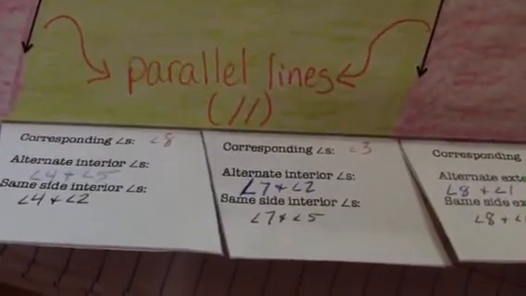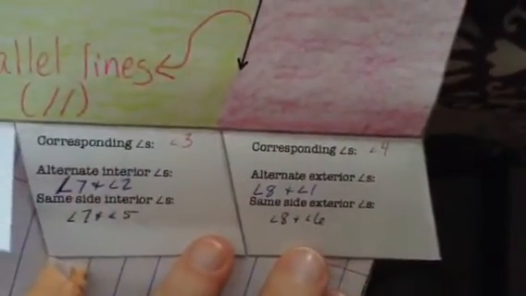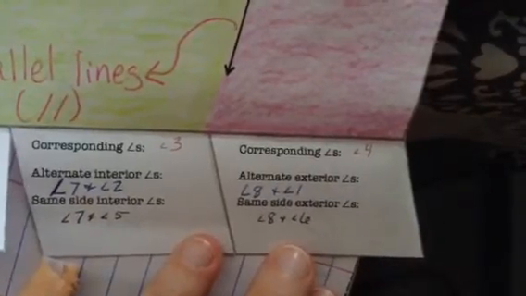For angle 5, corresponding was angle 1, alternate interior was 5 and 4, same side interior was 5 and 7. For angle 6, corresponding was angle 2, alternate exterior was 6 and 3, same side exterior was 6 and 8. For angle 7, we have corresponding with angle 3, alternate interior 7 and 2, same side interior 7 and 5. And for angle 8 corresponds to angle 4, alternate exterior 8 and 1, same side exterior 8 and 6.